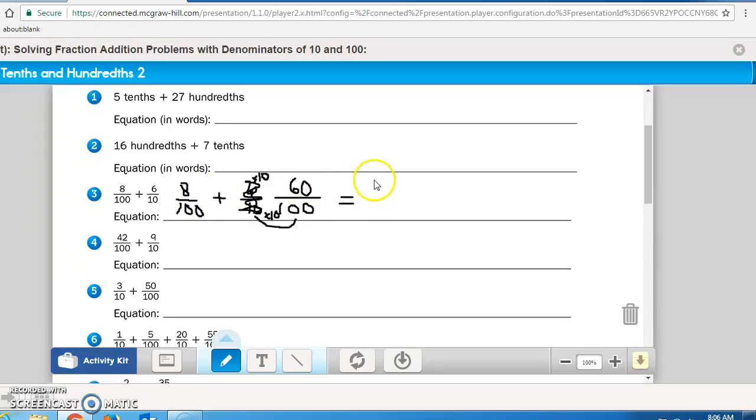Now I can add them. 8 plus 6, 68. I do not add or subtract the denominators. I just bring it and write it down the same. Finish page 164 and then bring it up to myself or Mrs. Voorhees to check. Thank you.